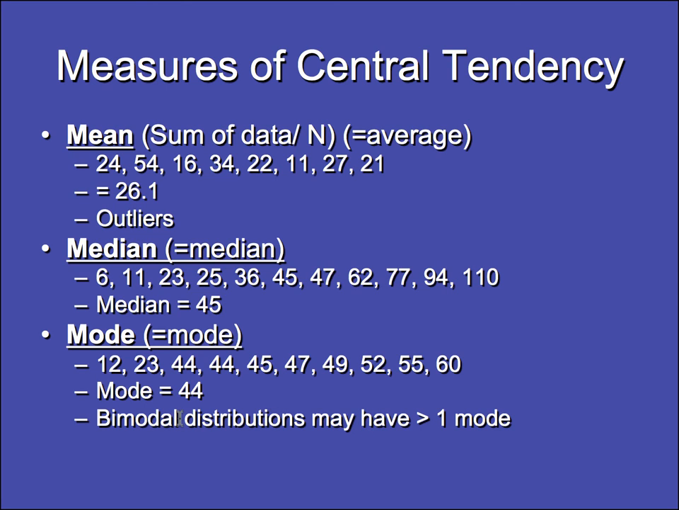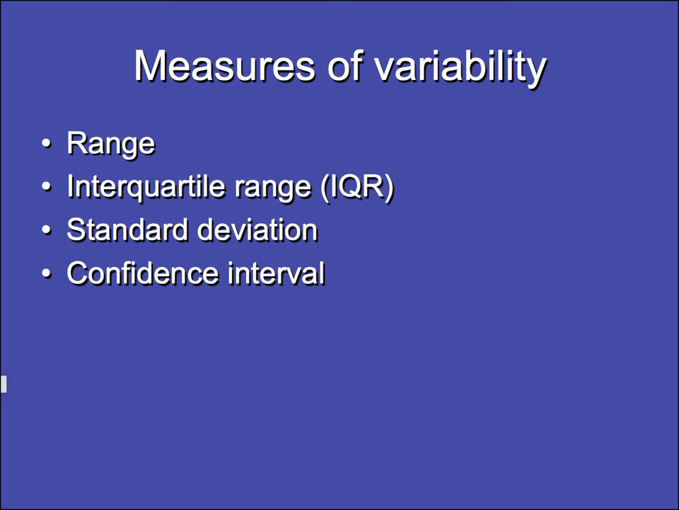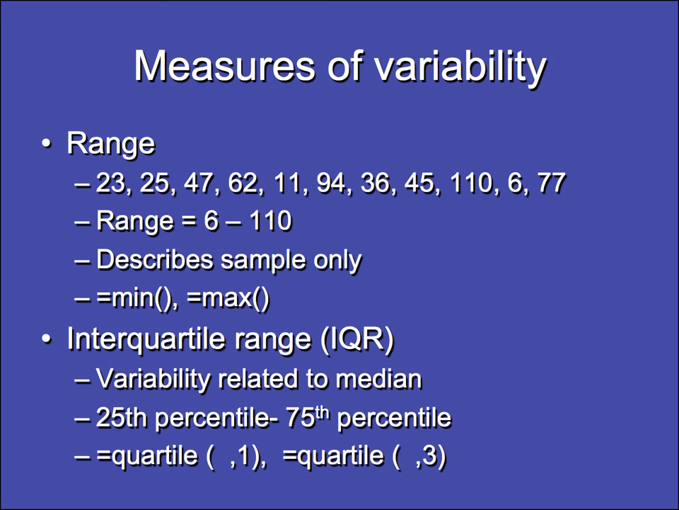Now let's talk about measures of variability. So how can we describe ordinal or continuous data? So we have some options. We have the range, the interquartile range, the standard deviation, and the confidence interval. We'll cover confidence interval in a different video. So range is simply the lowest to the highest point, and you can type this into Excel by using the min and max functions and highlighting the data.